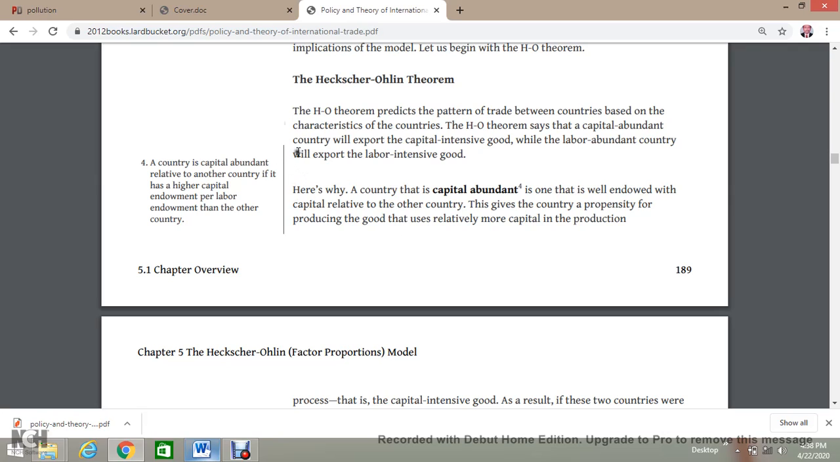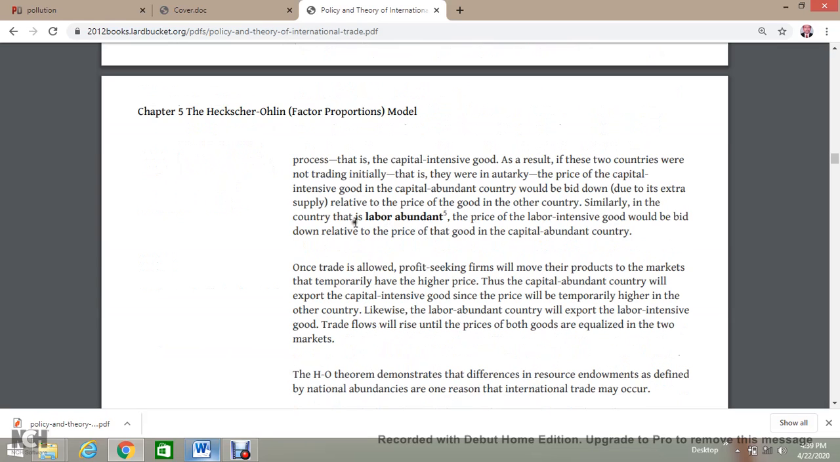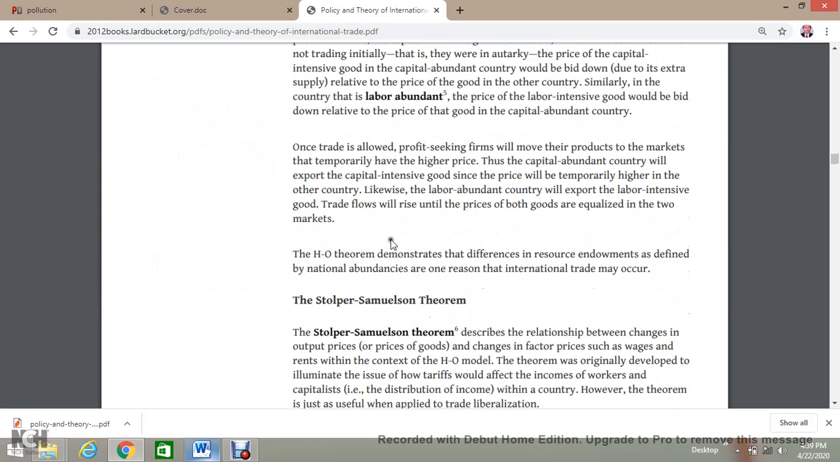So let us look into this theorem. The Heckscher-Ohlin theorem predicts the pattern of trade between two countries, and the pattern is based on the available inputs. If a country has more abundant capital, it will export more capital intensive goods. If the country is more labor abundant, it produces labor intensive goods. Keeping this in mind, we will look into other factors.